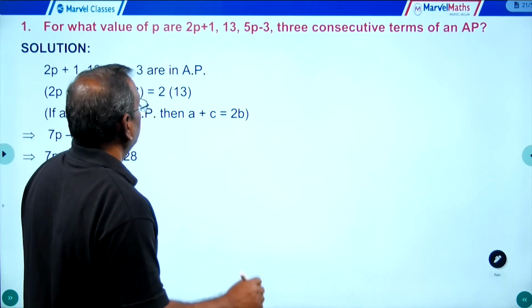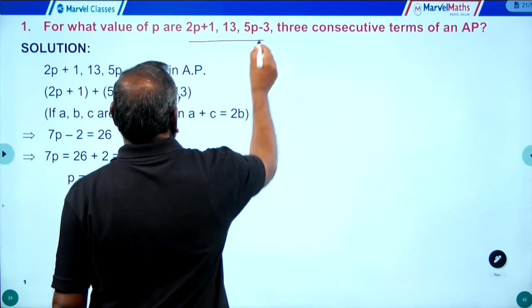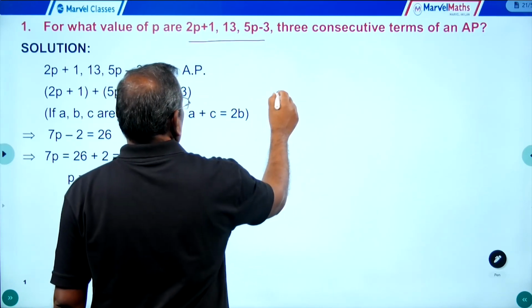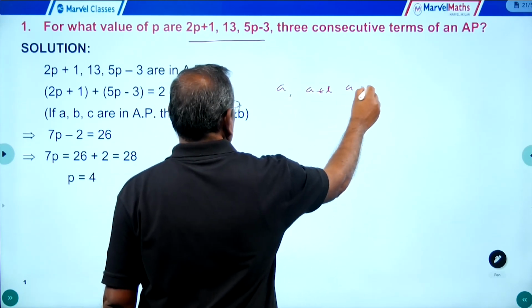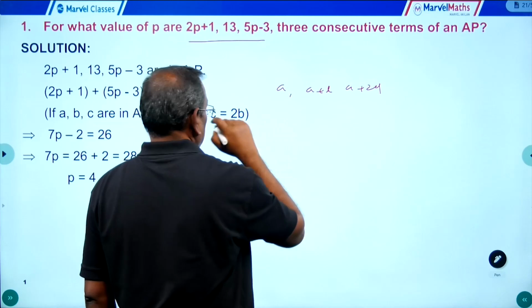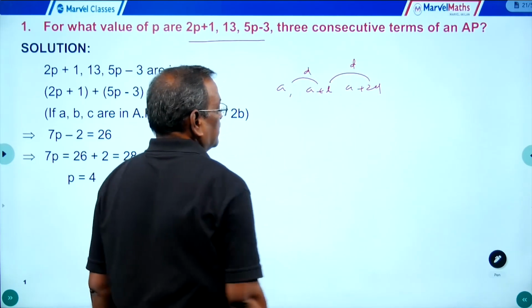3 numbers are given. These 3 consecutive terms are in AP. For example, if one number is A, another number is A plus D, another number is A plus 2D. What is the difference here? The common difference is D, and here the common difference is D.